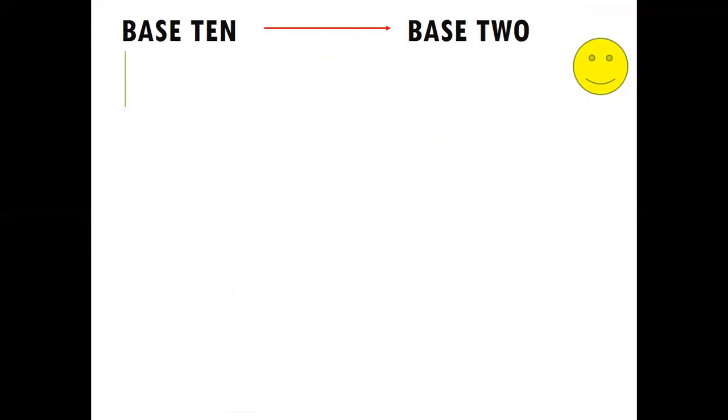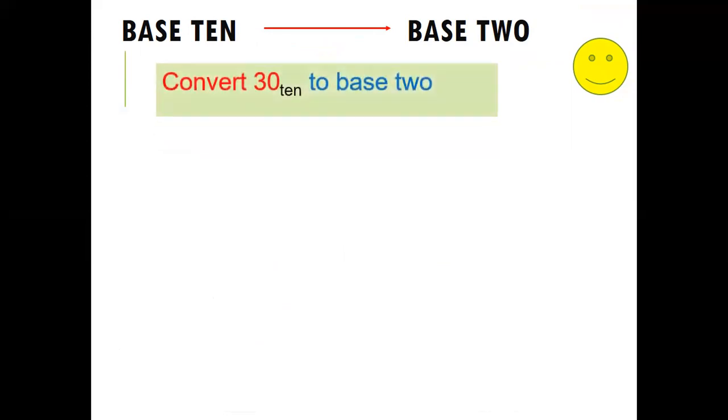So how do we go from base 10 to base 2? We said to go from base 2 to base 10, we need to expand. Okay, what do we do when we want to go from base 10 to base 2? We want to change that number to base 2. Now, for example, we have 30 in base 10 to be converted to base 2. Okay, so what do we do?